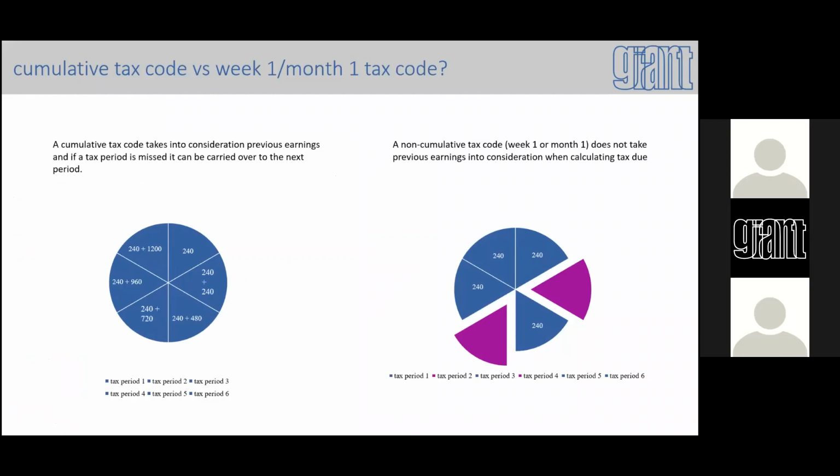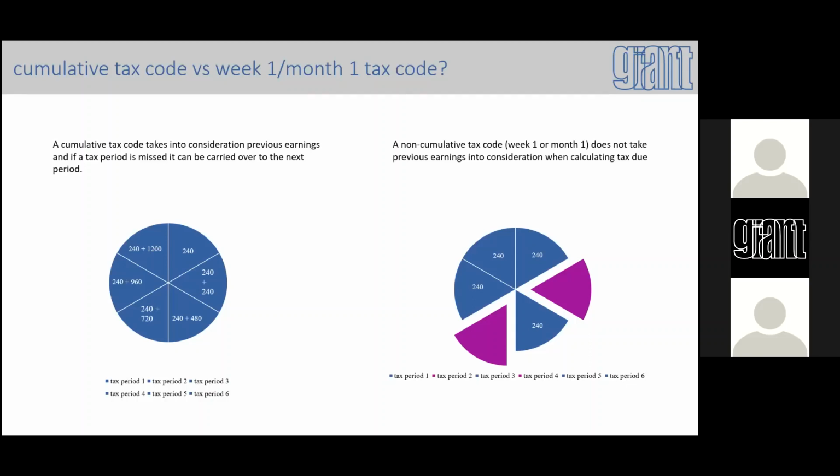A cumulative tax code allows Giant to take your year-to-date earnings into consideration when processing your payroll. Using the diagram, you can see in the first chart that we start with a weekly tax allowance of £240. This is based on the tax code of 1250L. With a cumulative tax code, any unused tax allowance will be carried over to the next payment.